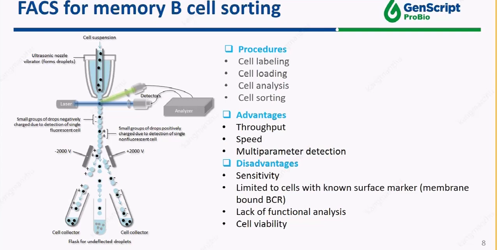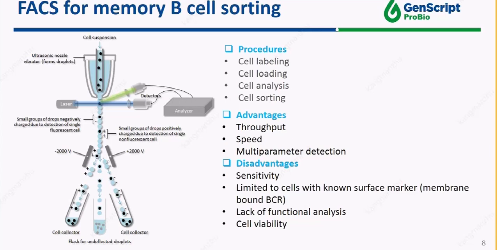FACS can also work extremely fast and with very high throughput, and allows for multi-parameter detection. The sensitivity can be somewhat compromised depending on how you label the cells, and typically the higher the throughput, the lower the sensitivity of your system. The cell labeling inherently limits the use of FACS to only cells with a known surface marker. For example, a membrane-bound BCR. The example that I'm showing you right here is where you stained the antigen or the BCR on the memory B cell and used FACS for sorting those types of cells.